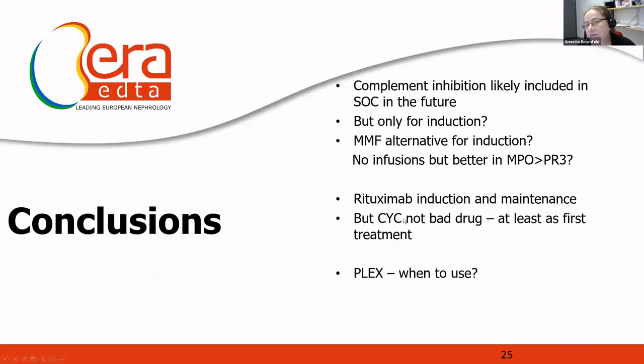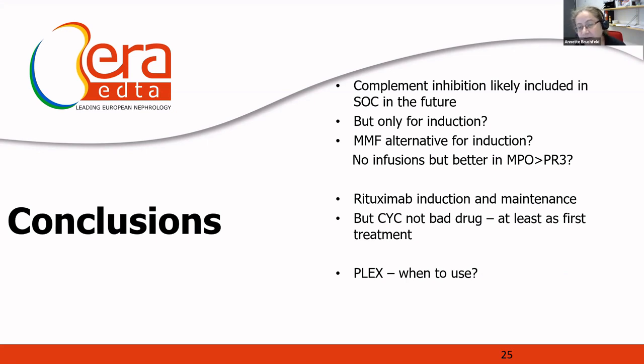So the conclusion is that complement inhibition is likely to be included in standard of care in the future, depending on our approval. But is it useful only for induction? Is there some indication to continue with complement inhibition? I think we need a new trial for that. And MMF could be an alternative for induction.